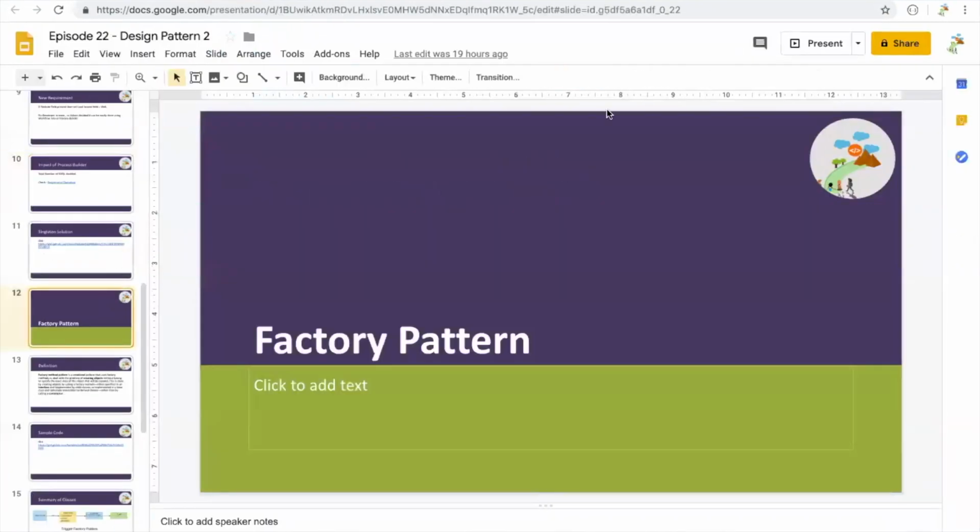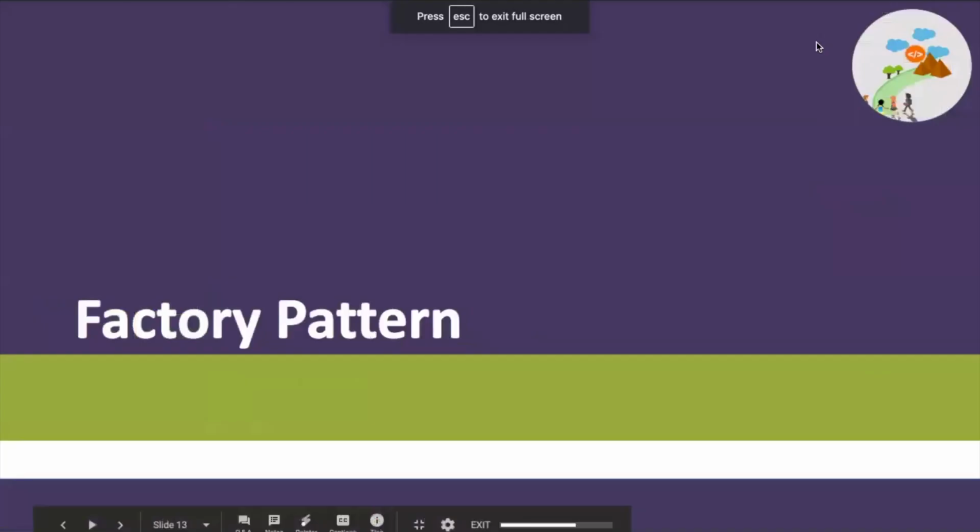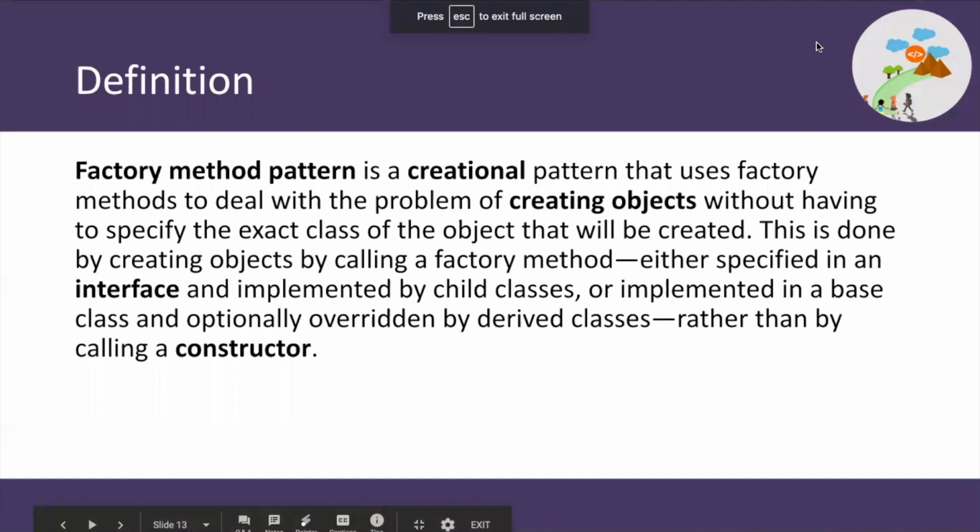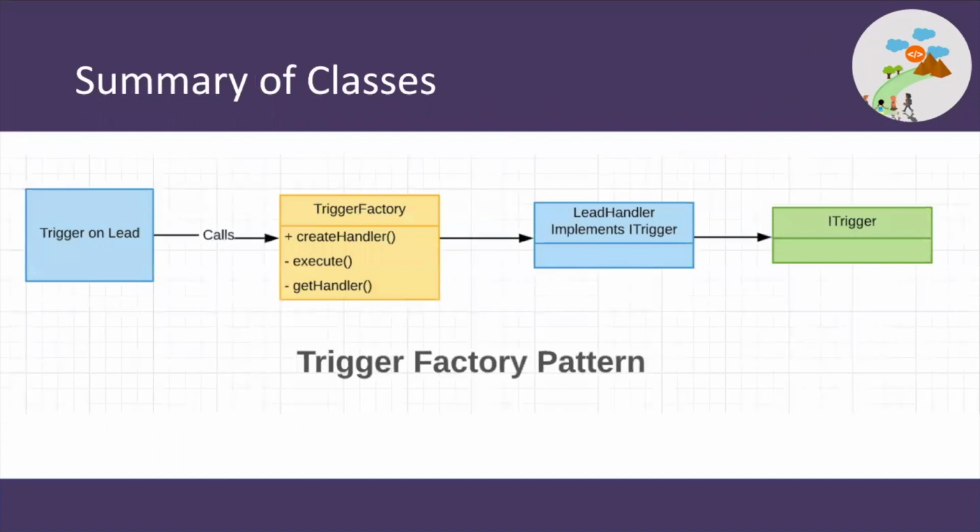Again, you can go to my book and read all these patterns in great detail. This book follows the same principle as I did: I create a problem first, explain the problem, and then show the right way to do it using a design pattern. So basically, a summary of the classes in the trigger. What we did is we wrote a trigger on lead.